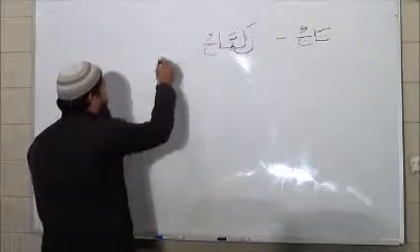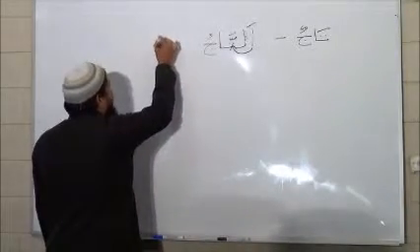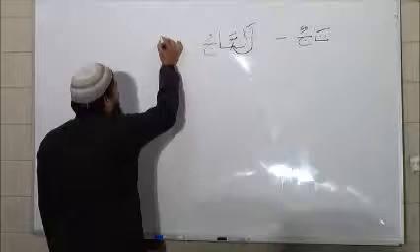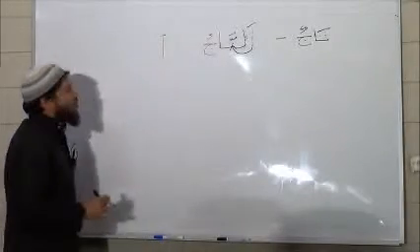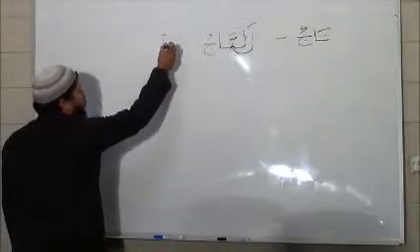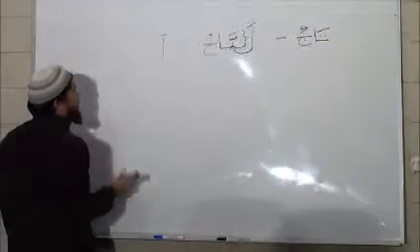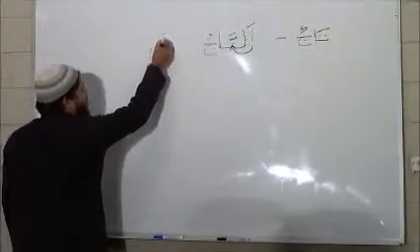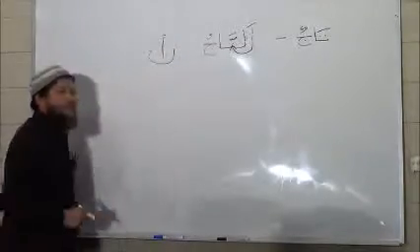Sometimes we find in the Quran that the alif has something like a small sign. What does that mean? That means we've got to join what is here to what is here, without pronouncing this alif.